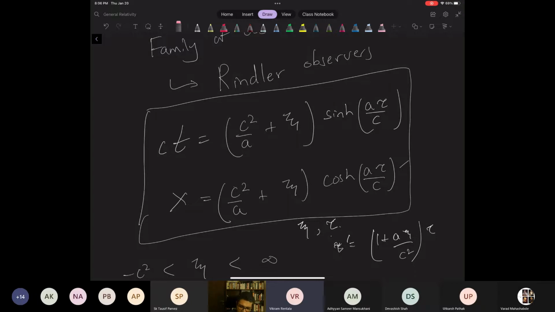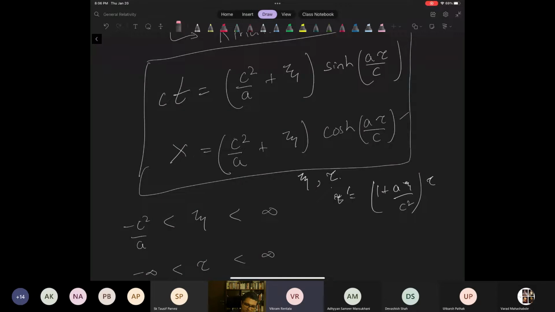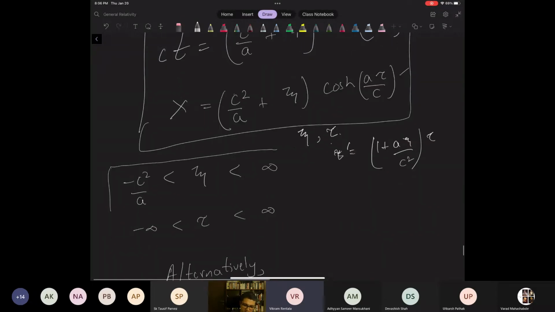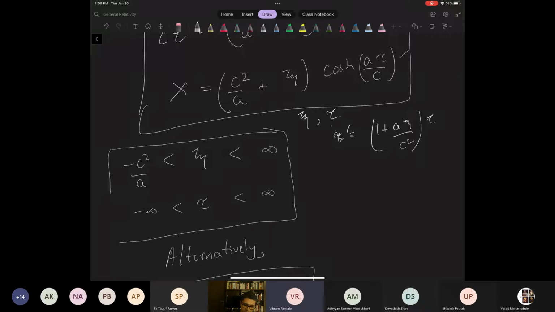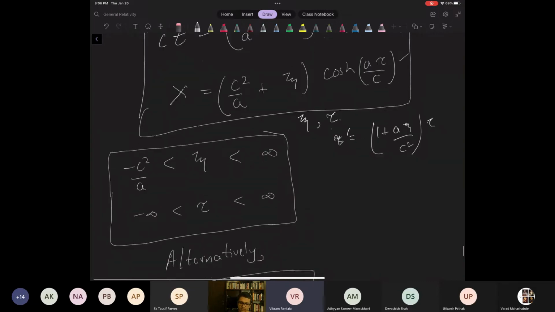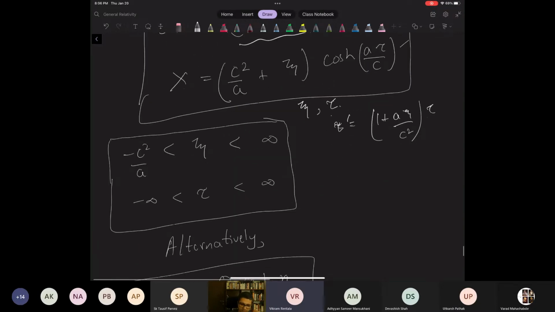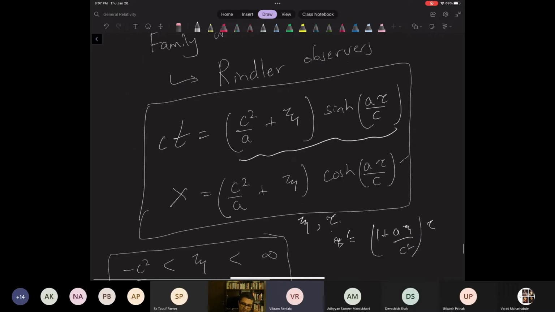And the other thing about these trajectories is there's a range of xi values which are allowed for these observers, which is xi goes from minus c squared by a to infinity, and tau goes from minus infinity to infinity. So that's it. Now there's a simple way of rewriting this, where I change my parameters. I can define c squared by a plus xi as rho and a tau over c as eta.